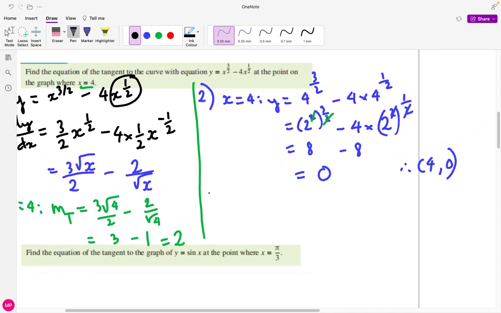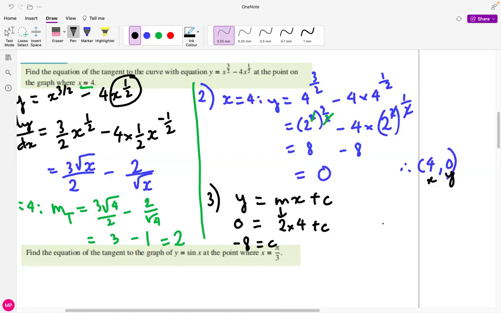And then once you've done that, you can find the c value. So y equal mx plus c, and I know m is 2, and I know the point, so I sub in. So I have y is 0 and x is 4. So 0 equal m, I just got m from this step, m equal 2, times 4 plus c. 2 times 4 is 8, so negative 8 equals c. There you go. So the tangent equation that you will have is y equal 2x minus 8.